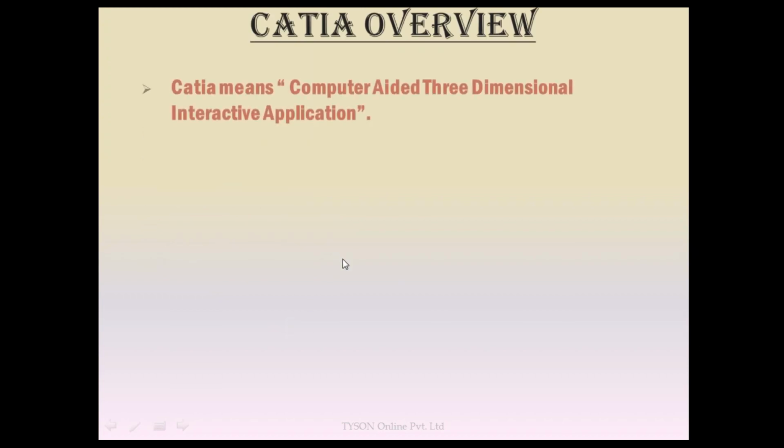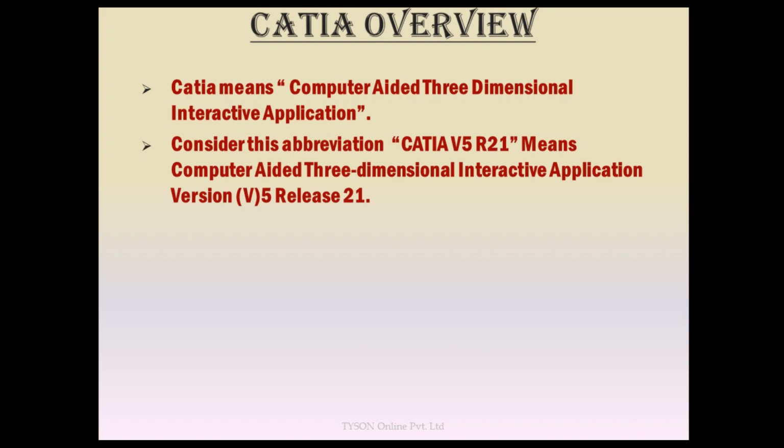Basically CATIA means Computer Aided Three-dimensional Interactive Application. This is the full form of CATIA, where it is a computer application used by software to create three-dimensional figures or 3D models. Consider this abbreviation, say CATIA V5R21. It means Computer Aided Three-dimensional Interactive Application Version 5 Release 21, where V stands for version and R stands for release, and this is the version for CATIA V5R21.